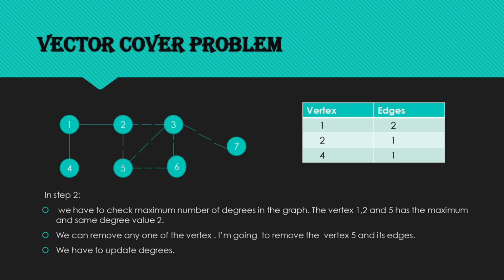Once again, we have to update the degrees. Now, we have to check the maximum degree in the graph. The vertices 2, 3 and 5 have the maximum and the same degree, 2. We can remove any one of the vertices in the graph. I am going to remove the fifth vertex and its associated edges. 5 to 6 and 5 to 2, both edges are removed in this step. In the previous step, we removed 4 edges and in this step, we have removed 2 edges.